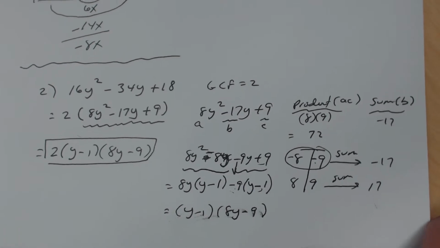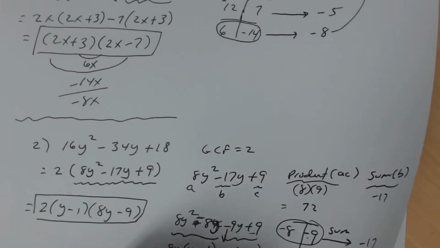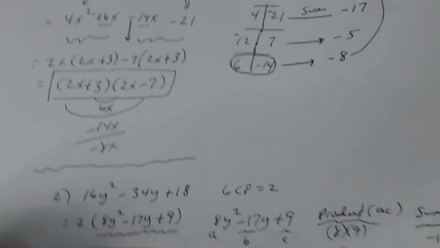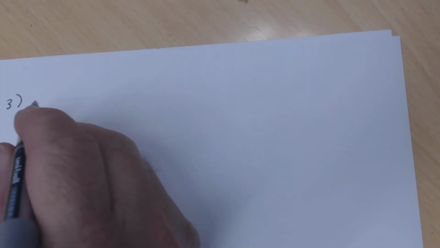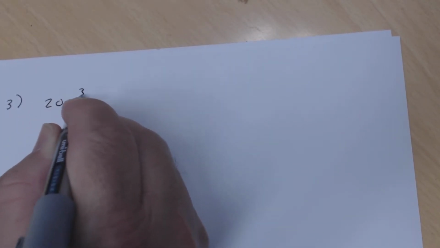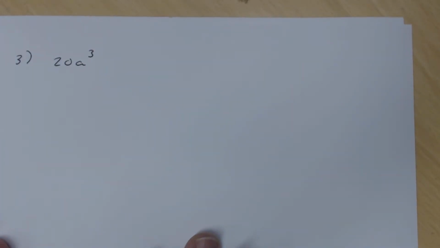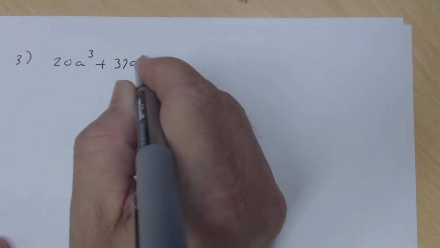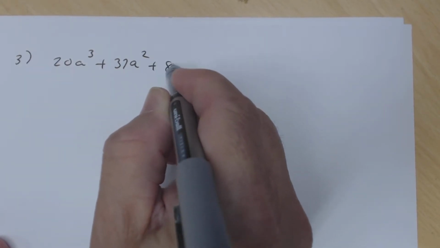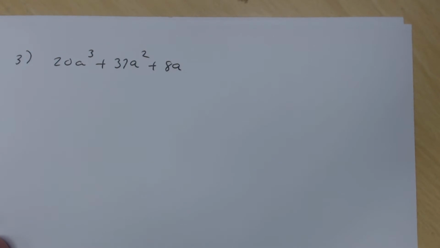Okay? All right, let's look at another example. Okay, so number 3. All right, suppose I had 20a cubed plus 37a squared plus 8a. All right, so 20a cubed plus 37a squared plus 8a.